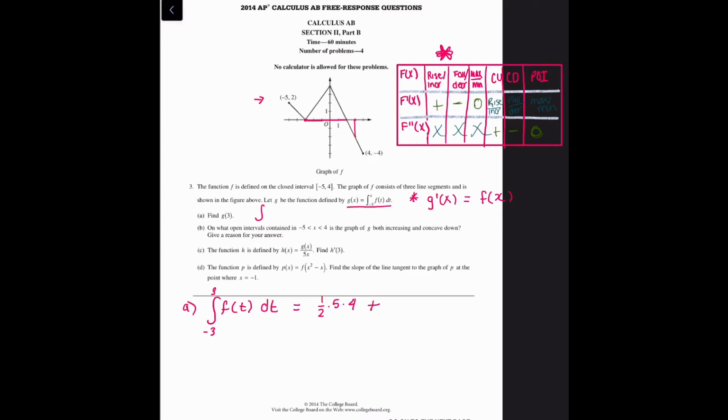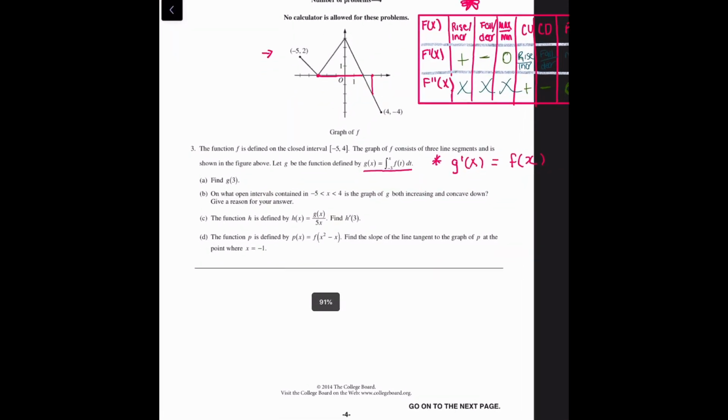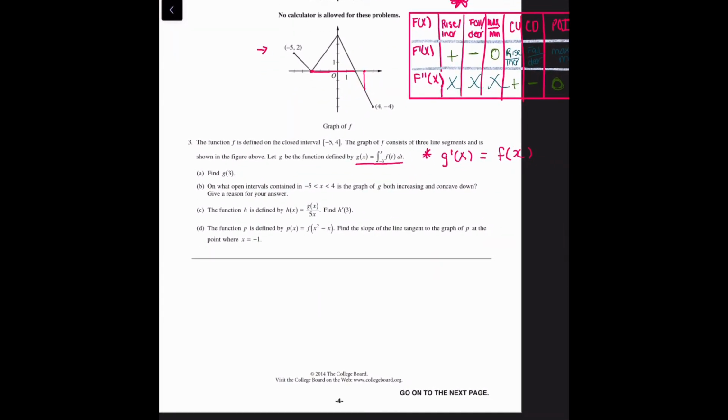Notice that it is negative, so I have to take that into account. Half of the base in this case would be 1/2 times the height of 2. So when I simplify this, I get 10 minus 1, which gives me 9.